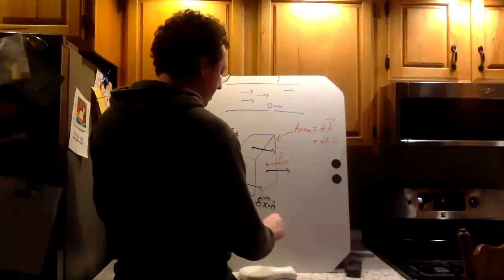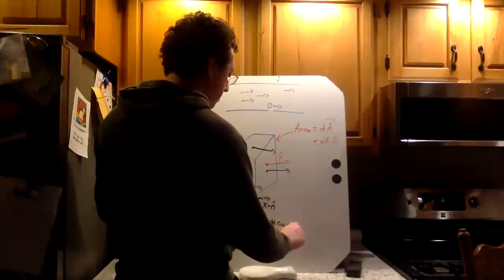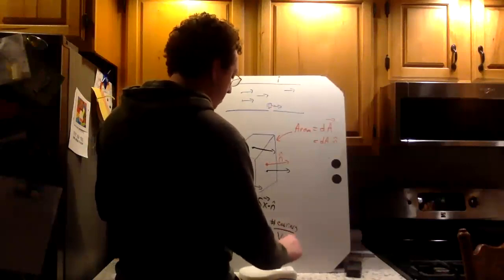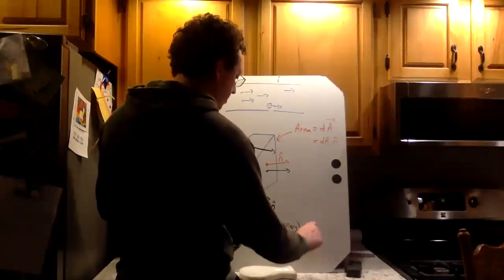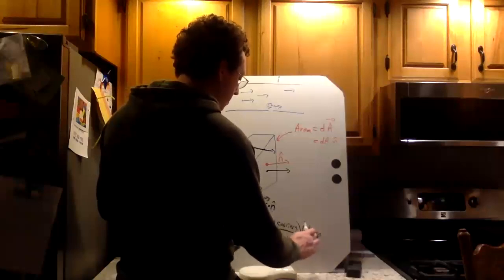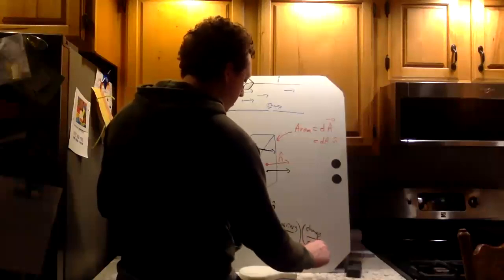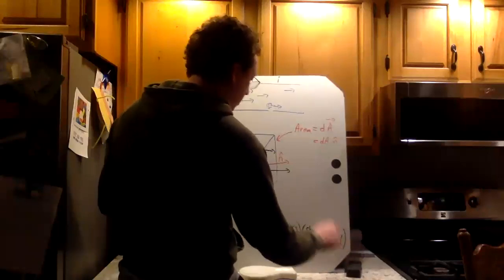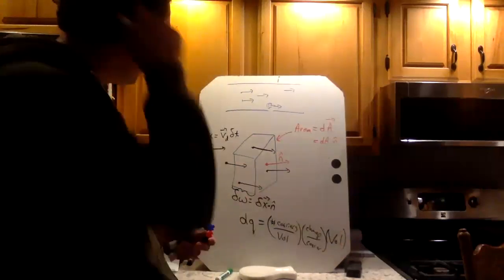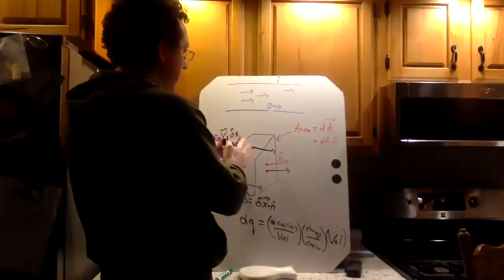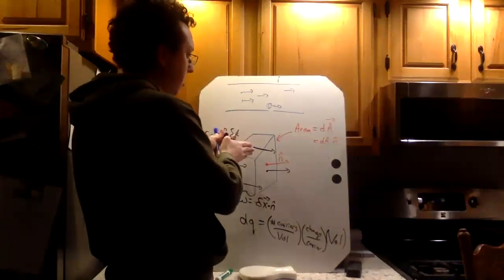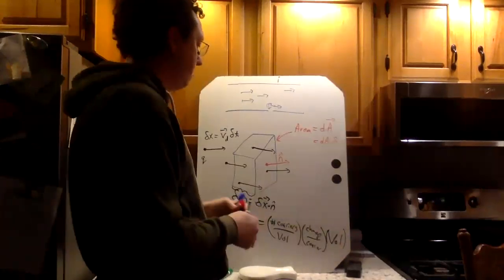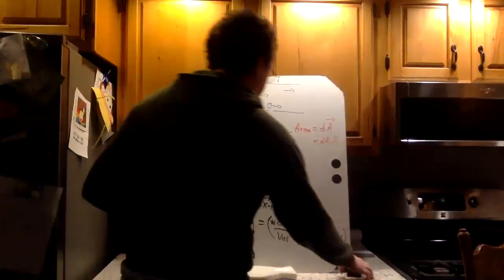It's going to be the number of carriers per unit volume times the charge per carrier times the volume of this little slab. That's going to tell you how many charges were inside that slab, but I know that every charge that was inside that slab eventually crosses through the surface. So let's write that down.